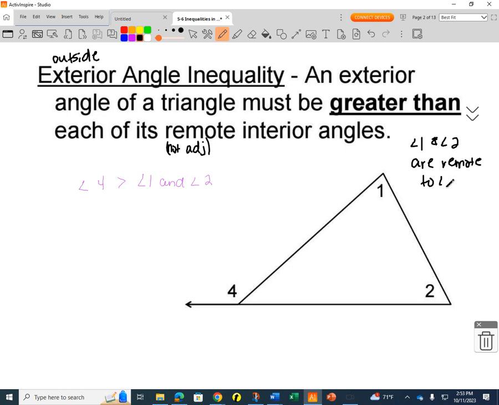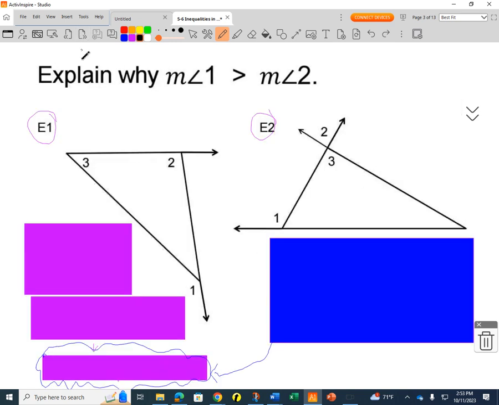So we know that angle 4 must be greater than angle 1 or angle 2. So this degree measure has to be greater than the degree measure for angle 1 or the degree measure for angle 2. So in this case, angle 4 is greater than angle 1 and angle 2. So let's look at some ways that we can apply that new theorem.